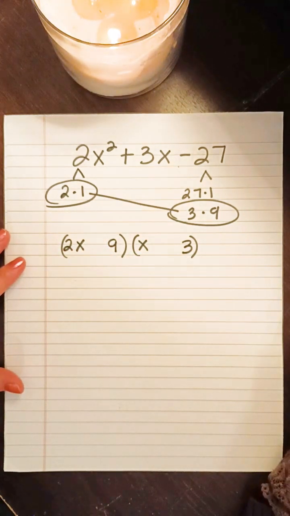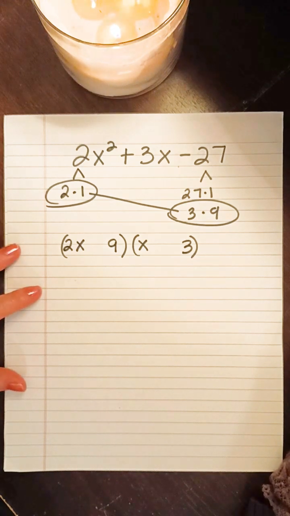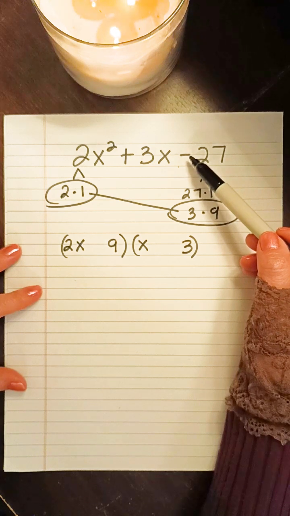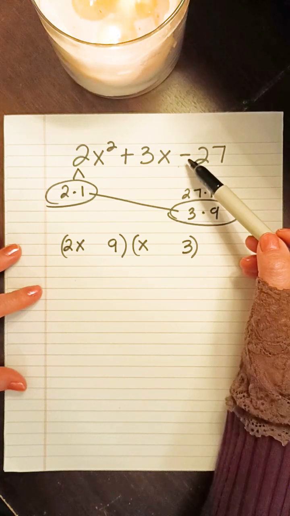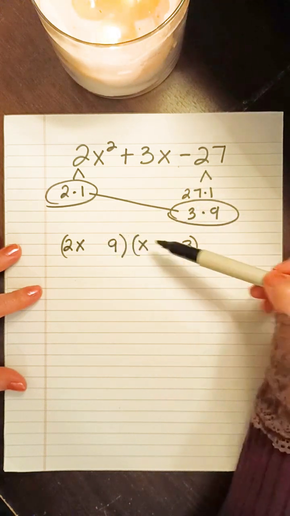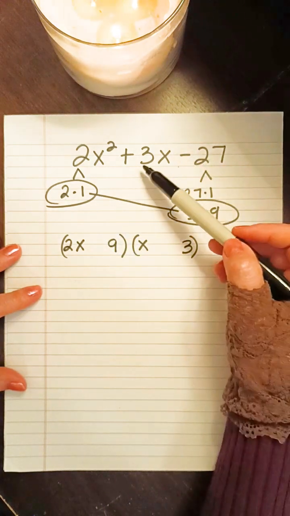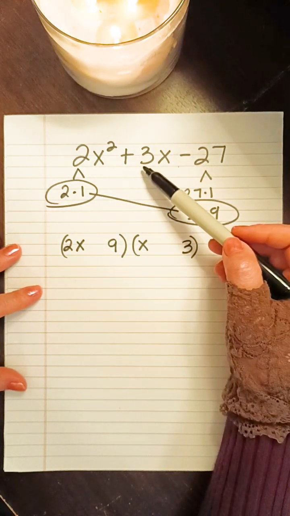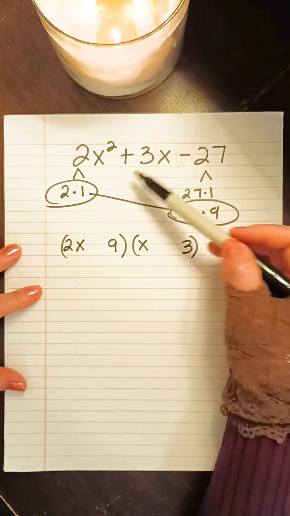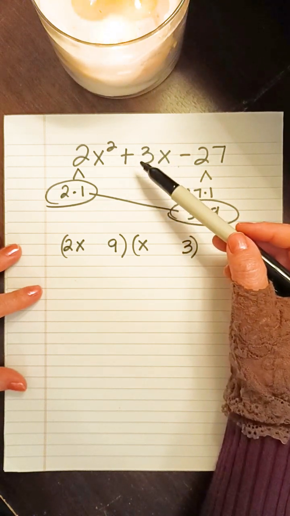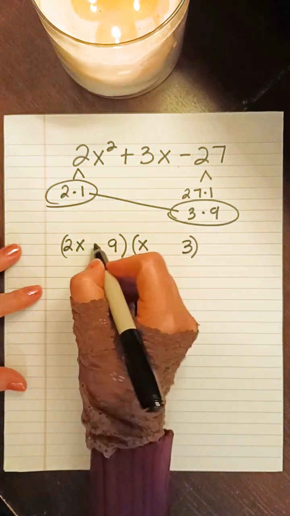Now, the last step is where we worry about signs. So I need to multiply 2 numbers to get a negative number. So one sign has to be positive and one has to be negative. That's the only way you can multiply 2 numbers to get a negative. They have to be different. Now, does a plus go here and the minus go here, or does the minus go here and the plus go here? That's determined by the b term. So we have a positive 3.